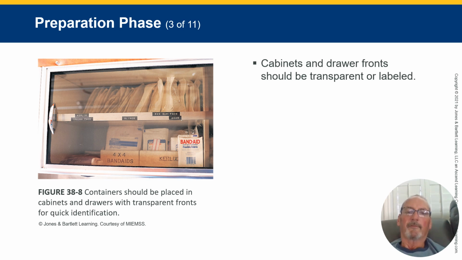Cabinet and drawer fronts should be transparent and labeled, so you should be able to see into them. It shouldn't be a solid colored piece of plexiglass. It should be transparent so you can see into it. They should have labels so you're easily able to see what is on each shelf and each bin.